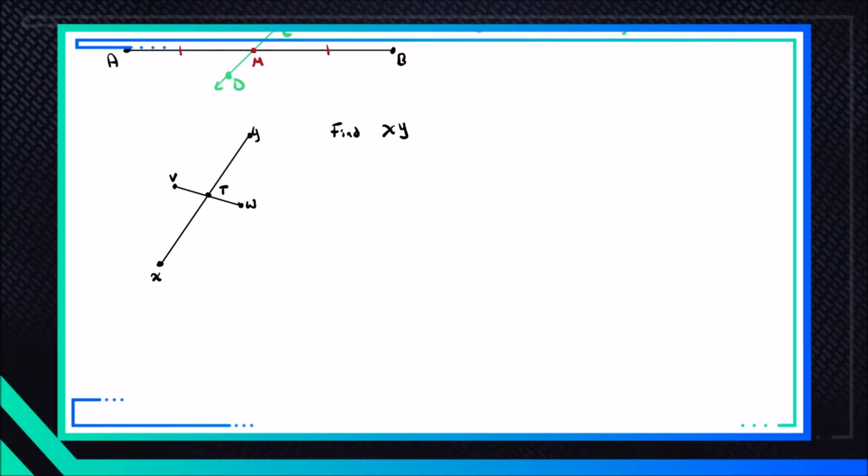And so XT is equal to 39.9. And we know that VW, that line segment, bisects segment XY at point T. And we know that XT is equal to 39.9 centimeters. And so since VW bisects XY, we know that XT is congruent to TY. And so we'll draw that in red right there.